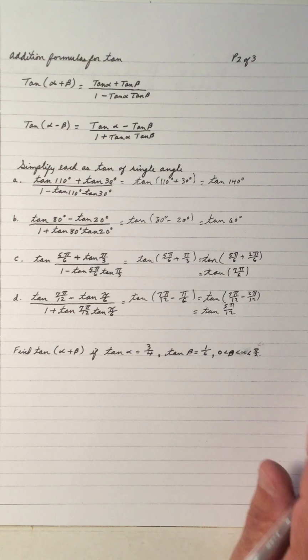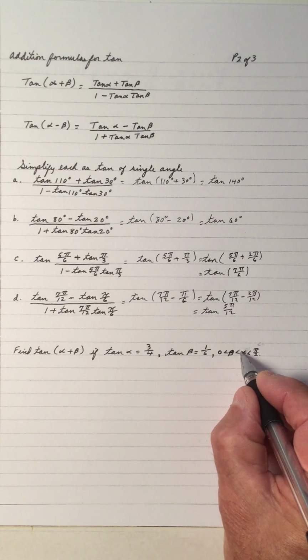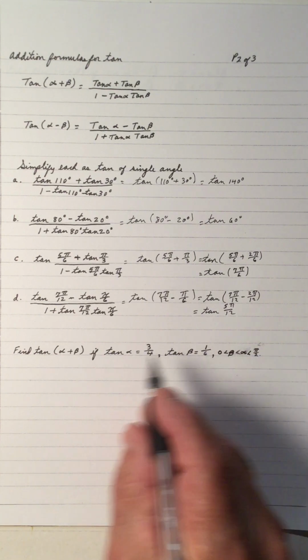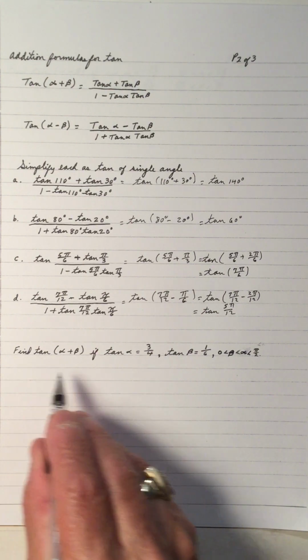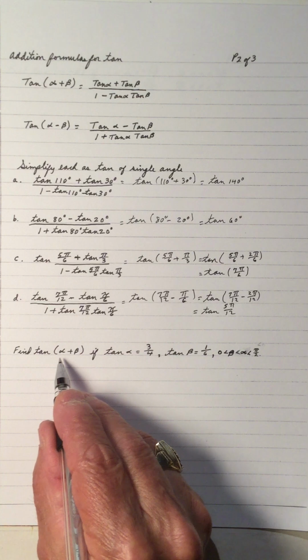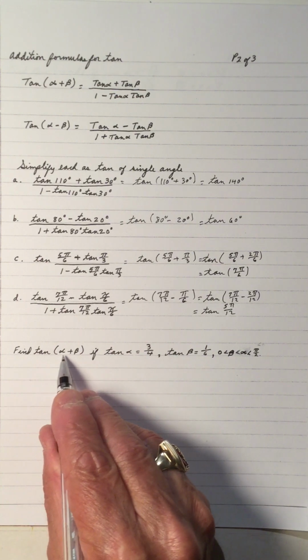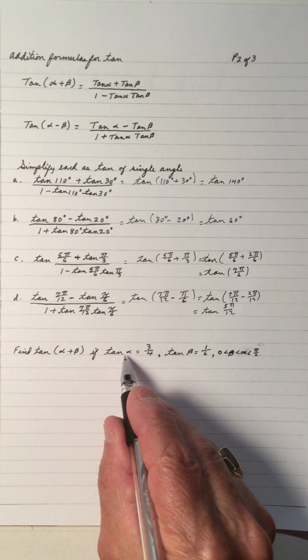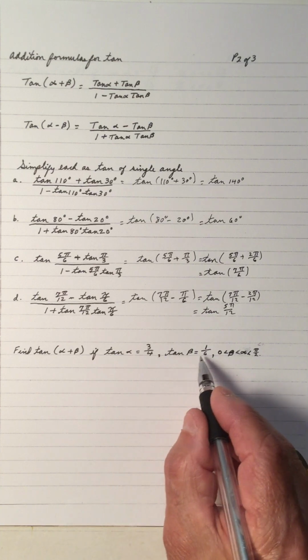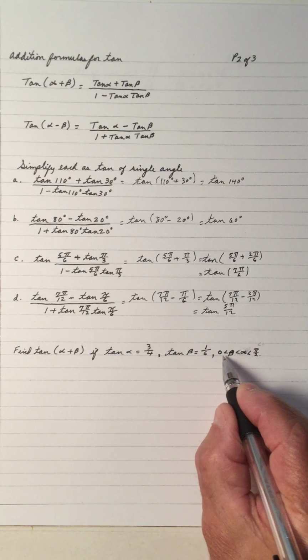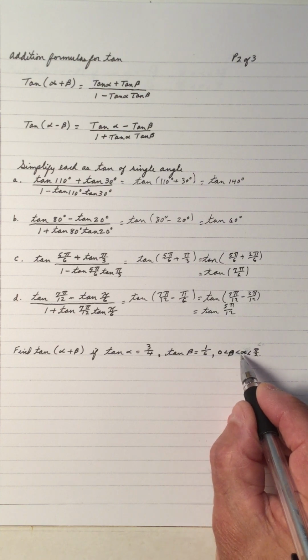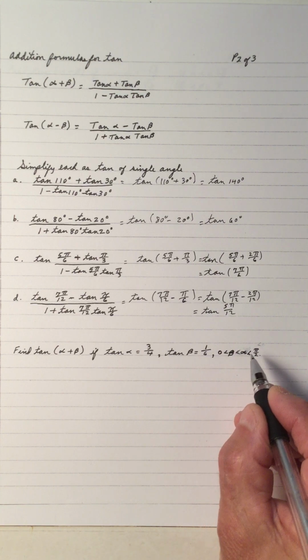Let's do some more problems. We want to find the tan of alpha plus beta if tan alpha is 3/4 and tan beta is 1/6. And it says that 0 is less than beta, less than alpha, less than 2 pi.